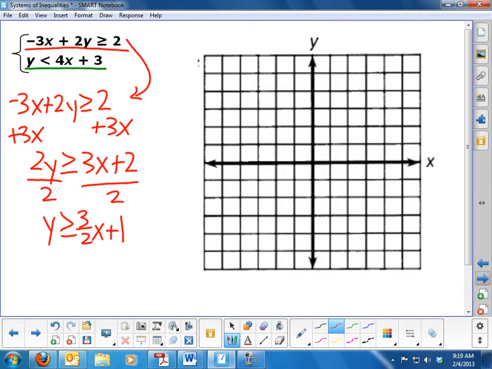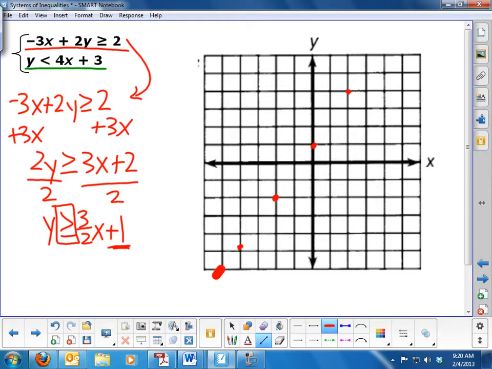So now that I have this inequality in slope-intercept form, I'm going to put it on my graph. I know that my b is 1, so I'm going to go to my y-intercept, and then my slope is 3/2: up 3 over 2, down -3 over -2. And I'm going to think about connecting these points, and I need to decide if my line is solid or dashed. I have to refer back to my symbol, and it's greater than or equal to, so my line is going to be solid. So I'm going to have a solid line here.